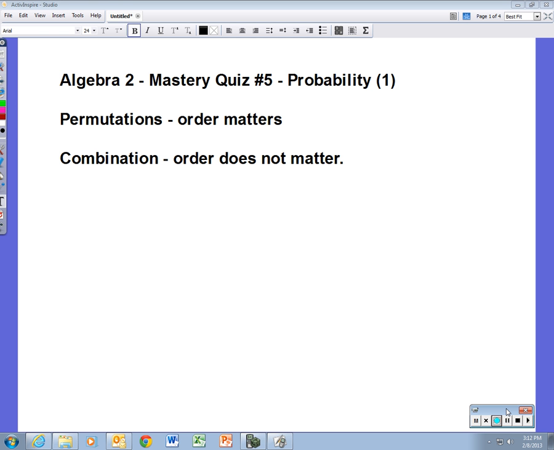Remember, if order in a problem matters, and we'll look at an example here in a minute, permutations is what we need to use. Order matters. You always have to ask yourself, does order matter in this problem? Or does order not matter? It can be kind of tricky to pick out which one to use. And remember, combinations, order does not matter. Now remember, with the calculator, we can figure these out really quickly.